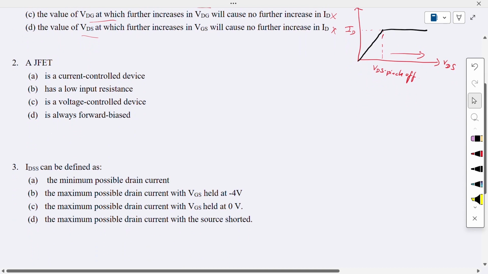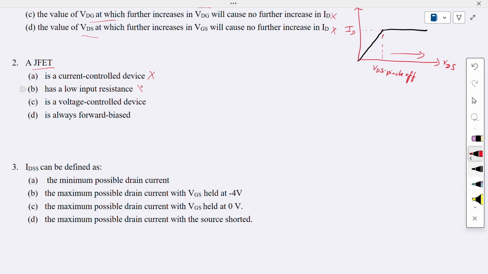Now we see question number 2. A JFET, junction field effect transistor, is a current control device? No. Has a low input resistance? It's not correct. It has a high input resistance. It's a voltage control device? Yes. JFET is a voltage control device. We vary the voltage at the gate, and we can control the current flow in the JFET. So the answer is C. Is always forward biased? No, we operate the JFET such that it is never forward biased.